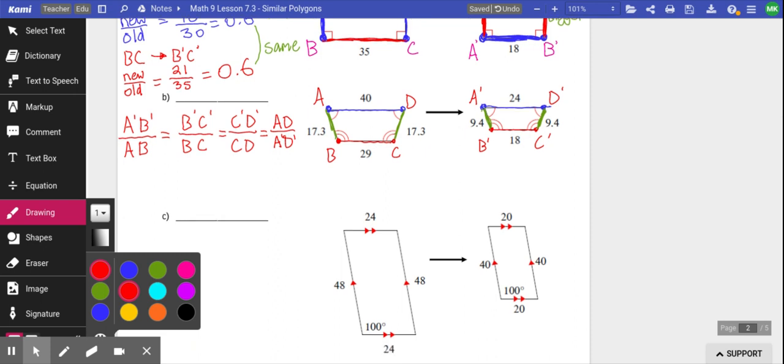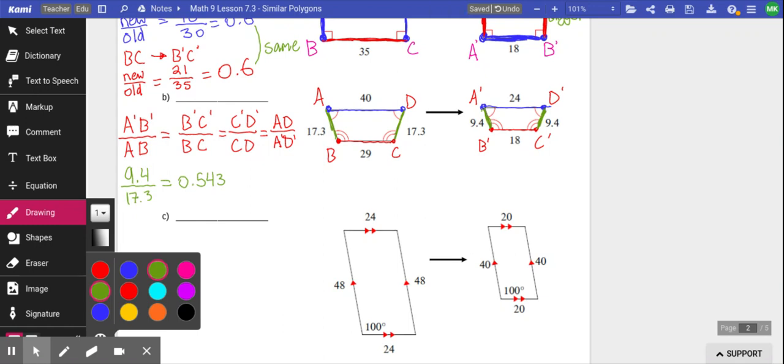So if you look, we're going to do A prime to B prime divided by AB. So that would be 9.4 divided by 17.3. If you put that in your calculator, 9.4 divided by 17.3 equals 0.543.